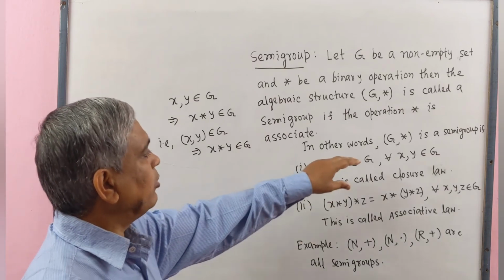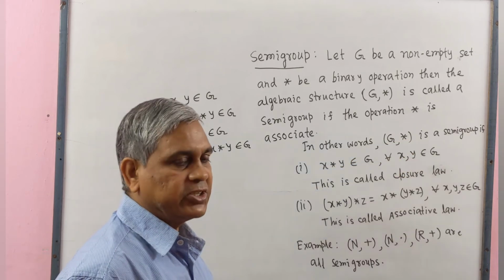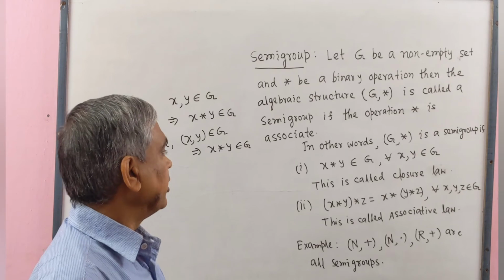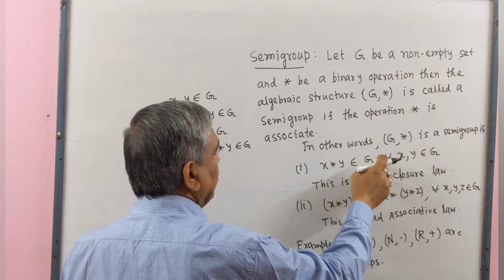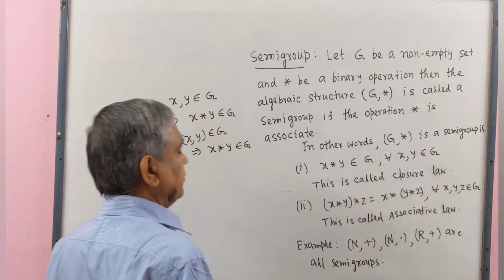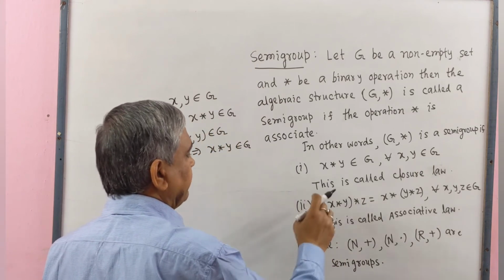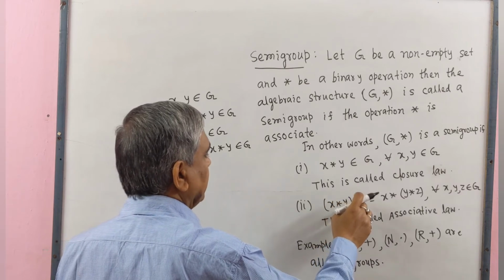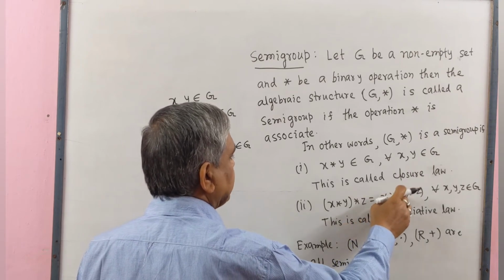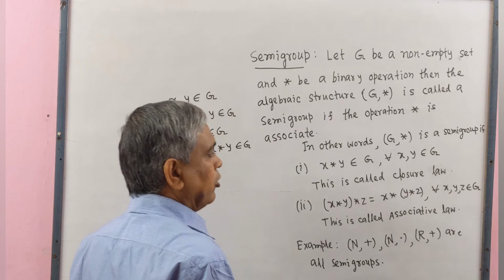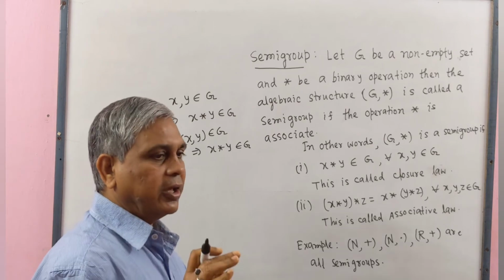So in other words, the algebraic structure G with binary operation star is a semi-group if number 1, x operation y belongs to G for all x, y belong to G. This is called closure law. Number 2, (x operation y) operation z equals x operation (y operation z) for all x, y, z belong to G. This is called associative law.